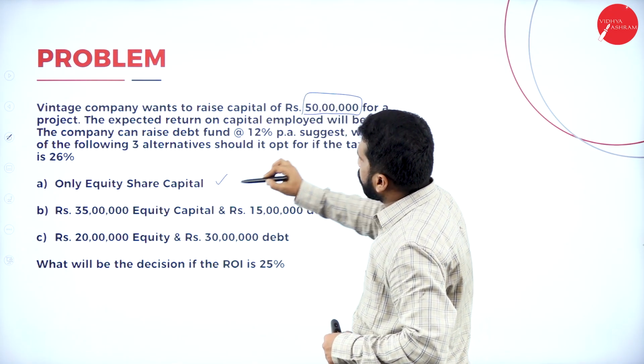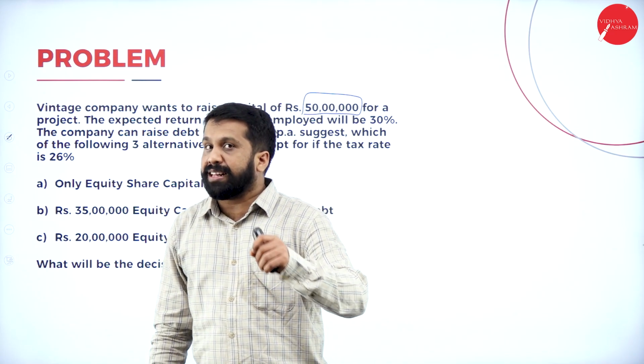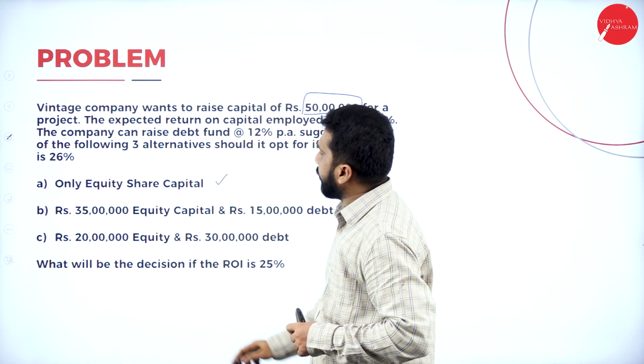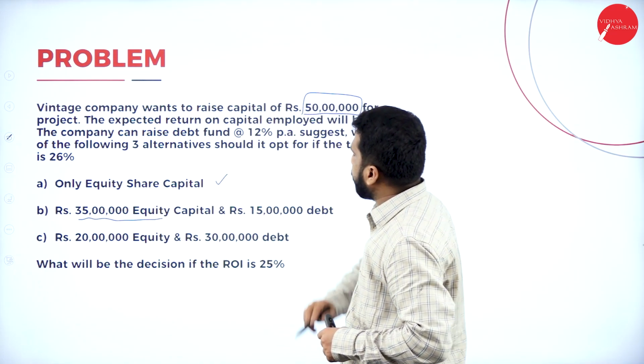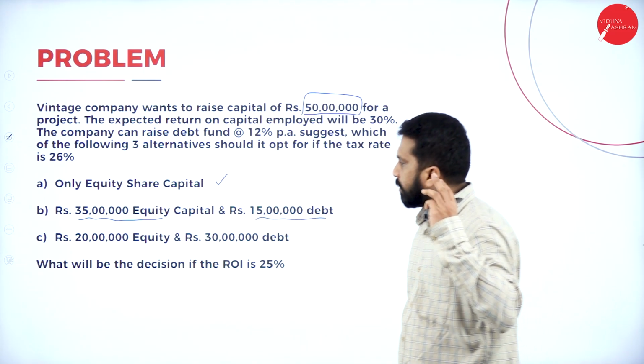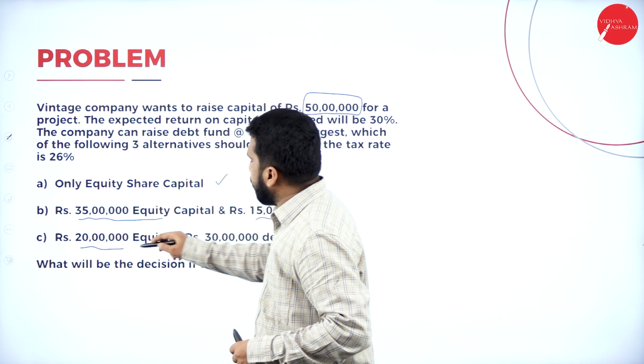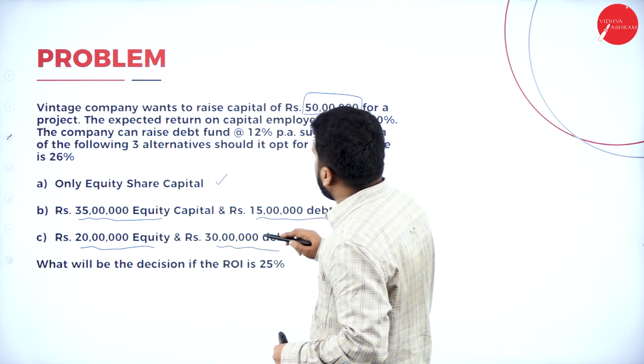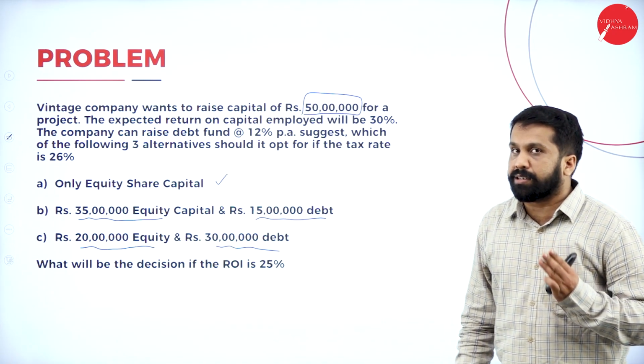50 lakh. First option is what? Completely equity share capital. What is the second one? 35 lakh equity, 15 lakh debenture. That is the second one. Third one, 20 lakh equity and 30 lakh debenture. That is the third option.